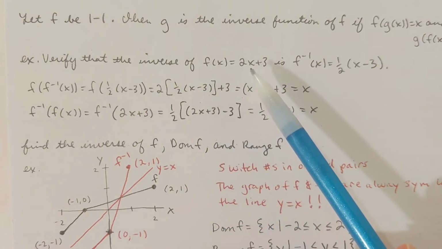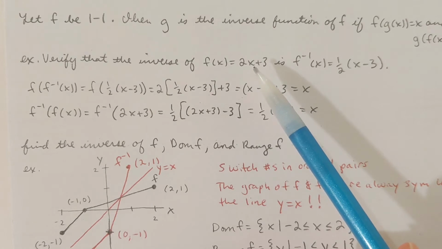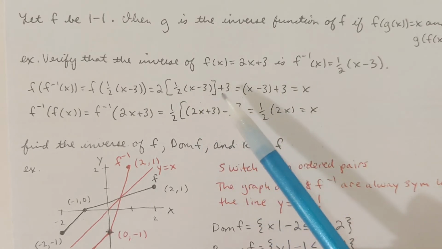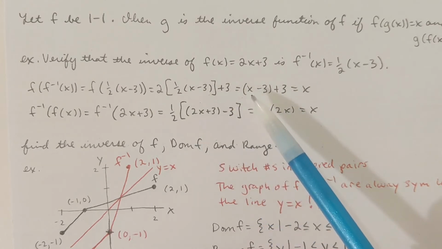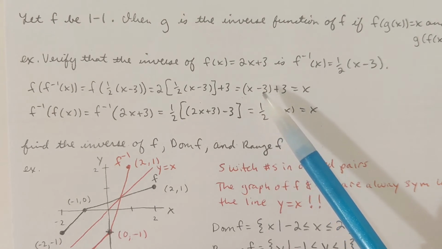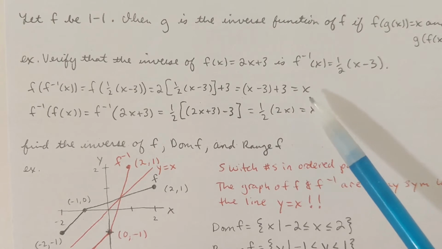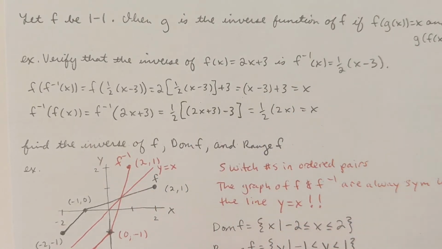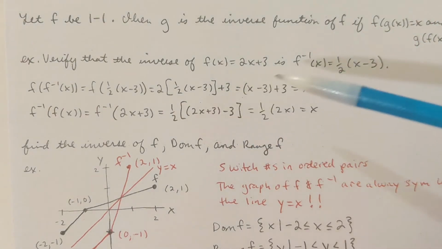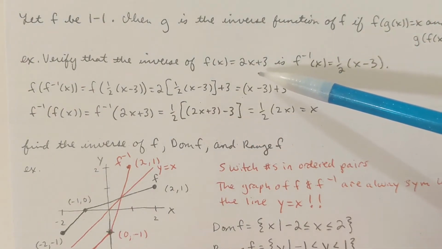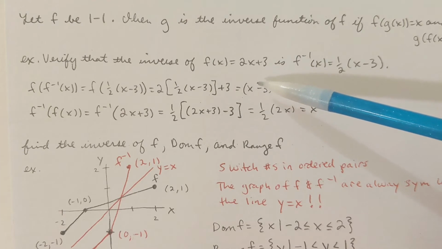Okay, so I replace that with 1/2 times x minus 3, and I've done that. Now the 2's are going to cancel there, leaving me with x minus 3 plus 3, so x minus 3 plus 3 gives me just x. F inverse of f of x is 2x plus 3.